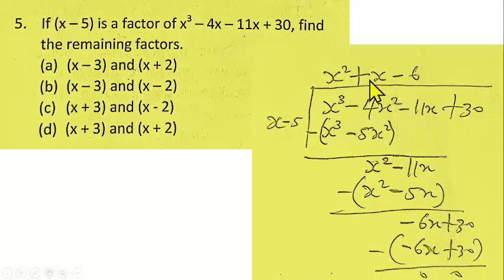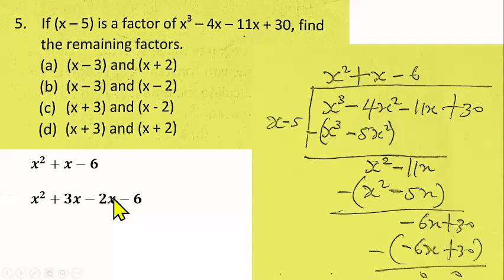So now we have this quadratic expression to deal with. From this quadratic expression we'll get the two remaining factors. So how do we do that? You need to simplify the quadratic expression, x squared plus x minus 6. And how do we factorize this? Two numbers that multiply together to give us minus 6, and when you add them together give us plus 1 here, and that should be plus 3 and minus 2.